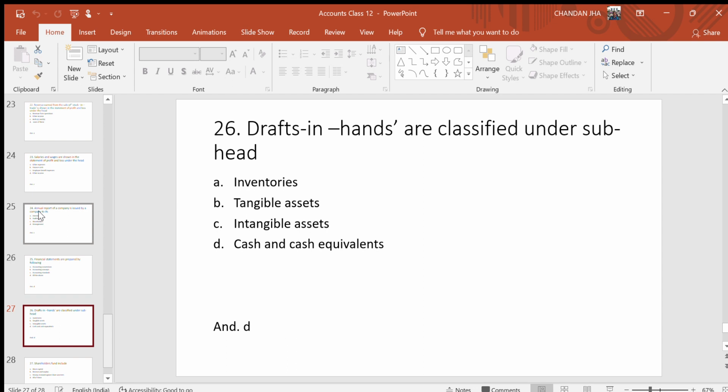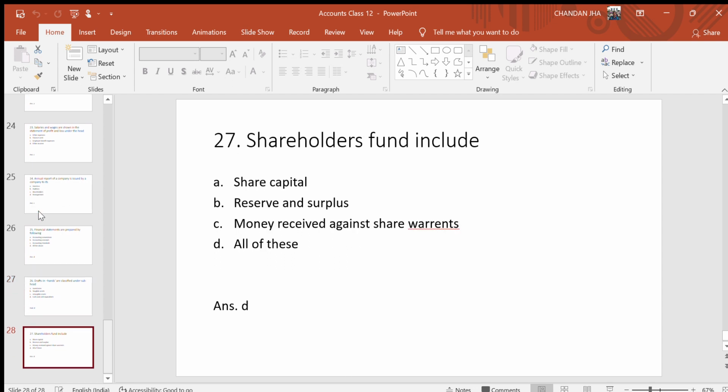Question 26. Draft and cheques are classified under subhead. Option A, inventories. Option B, tangible assets. Option C, intangible assets. Option D, cash and cash equivalents. The correct answer is option D, cash and cash equivalents.